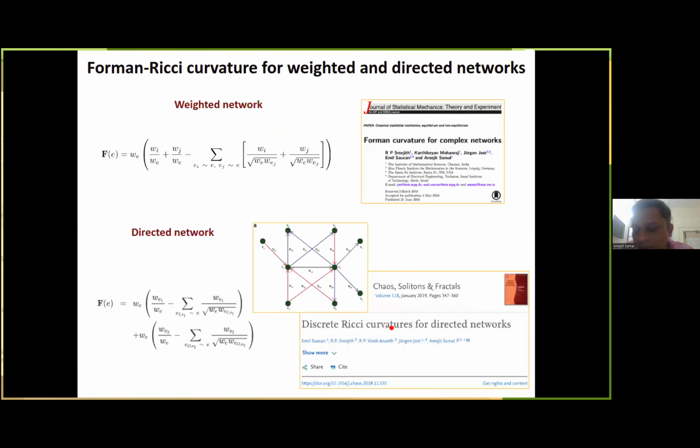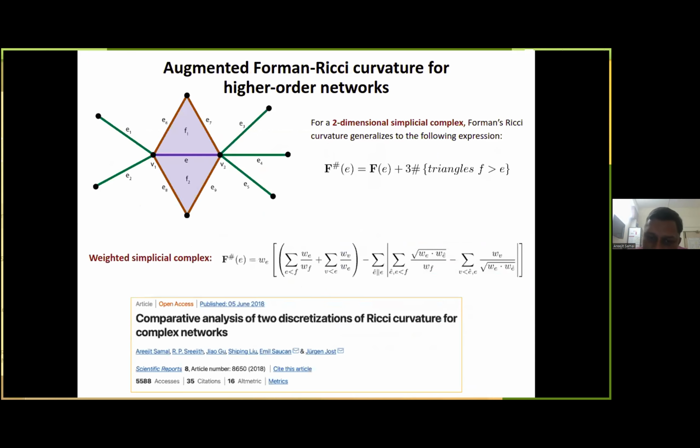I just wanted to mention, before I go into the applications that we have done over the last 2 years, a summary of what we have achieved. The curvature is applicable not just to unweighted graphs, but also to weighted networks, and to undirected networks. Further, we have developed this measure in this paper also for directed networks. Finally, in this paper, we have developed this not just for a graph, but also for a 2-dimensional simplicial complex. For an unweighted simplicial complex, that is, where you have no weights assigned to vertices, edges, and faces, the formula essentially simplifies to the following.